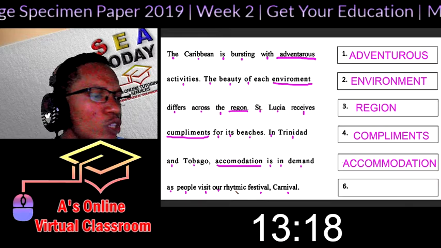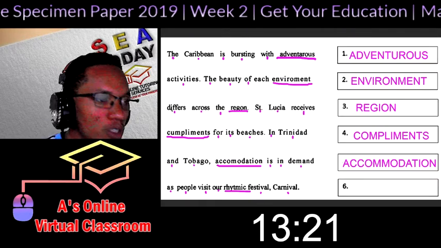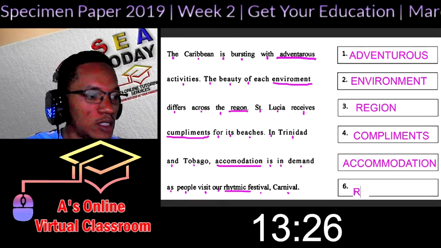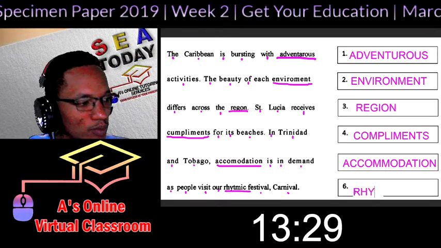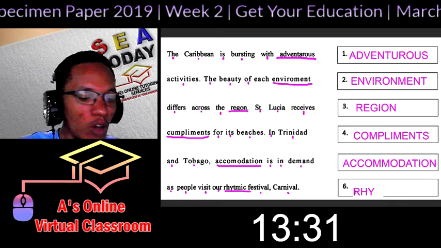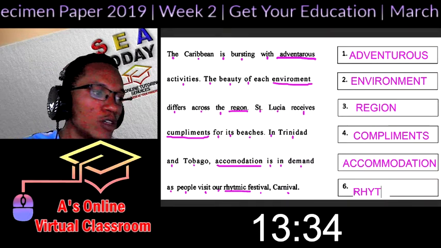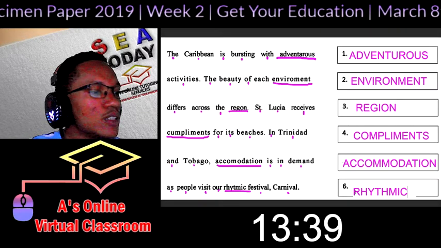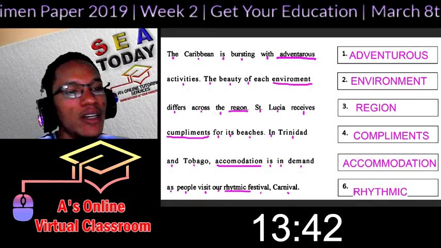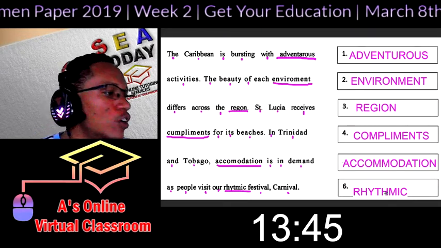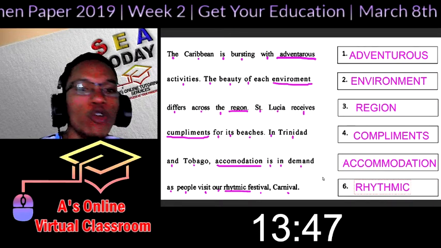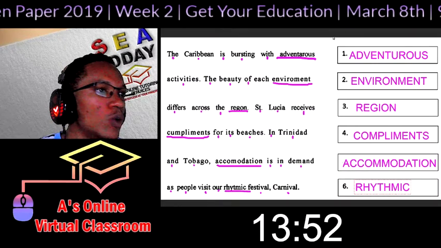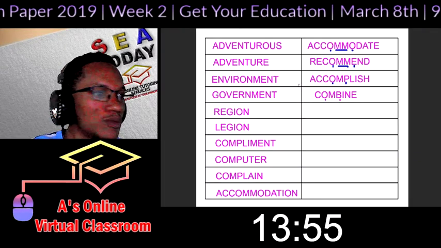Carnival. So rhythmic is going to be our word that is spelled incorrectly, and this is one of those words where it is a weird spelling. What is wrong with the way they spelled it is they missed out a second H, because the word is not rhythmic. It's actually pronounced with that tongue between your teeth. Rhythmic. Alright, so we're going to add this to our list of words.